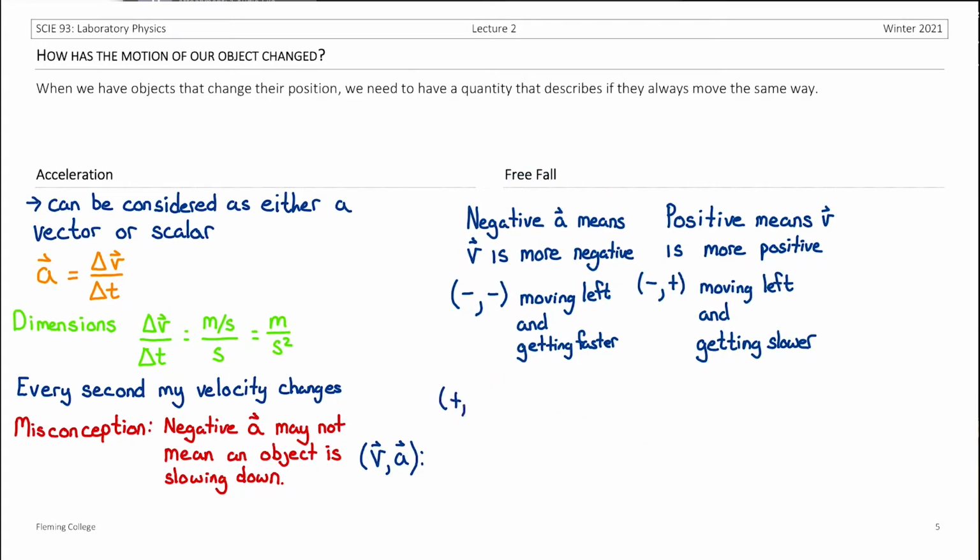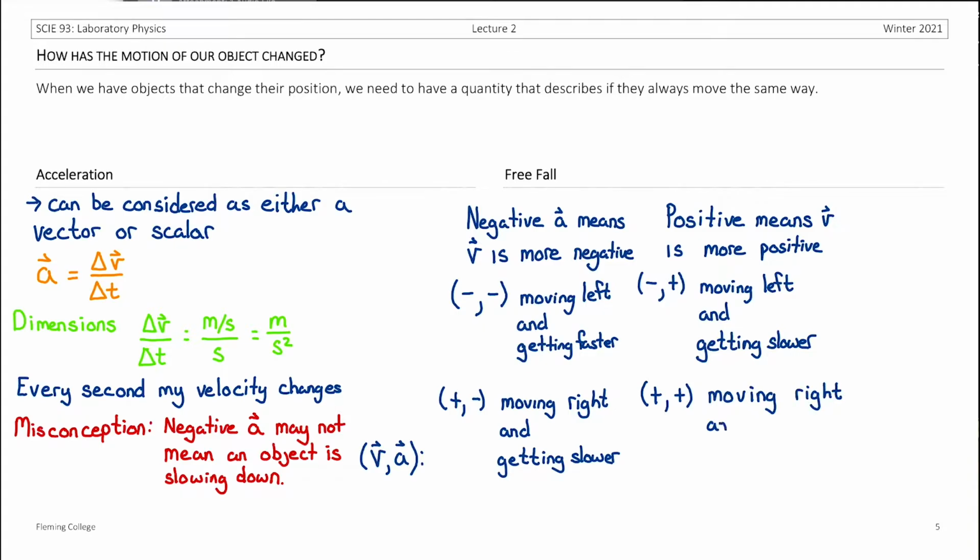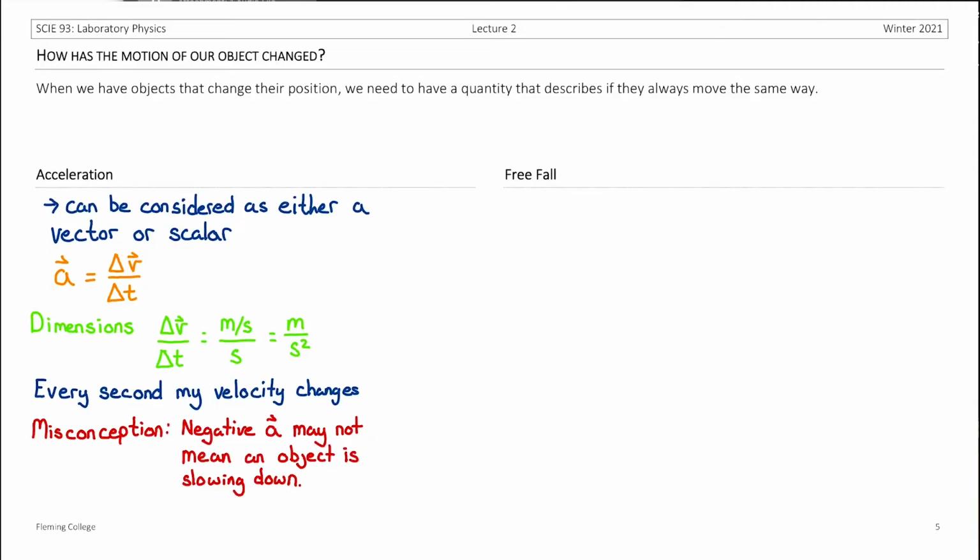An object whose velocity is positive and acceleration is negative is an object that's moving right and getting slower. Finally, an object with a positive velocity and a positive acceleration is an object that's moving right and getting faster. It's very important for you to consider each of these 4 possible pairings of velocity and acceleration as they drastically change our calculations. I'm going to clear those pairings out to talk about free fall problems.